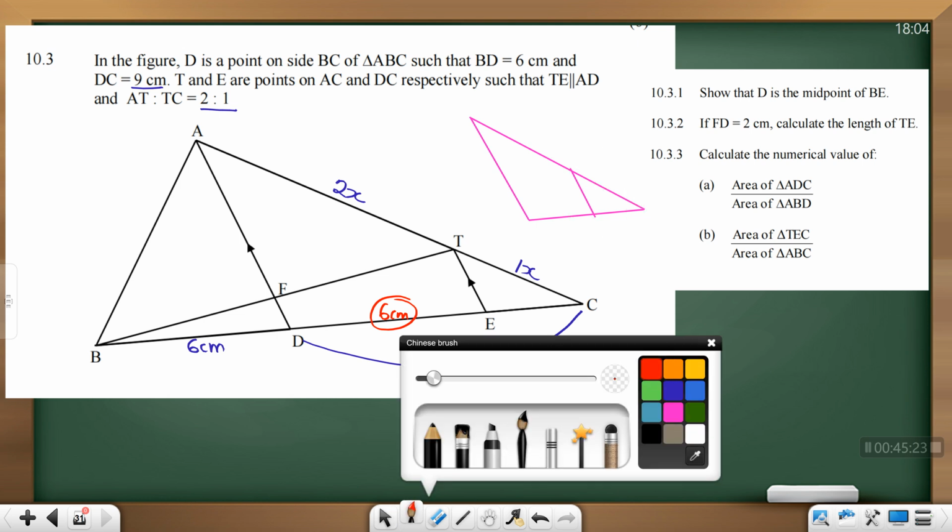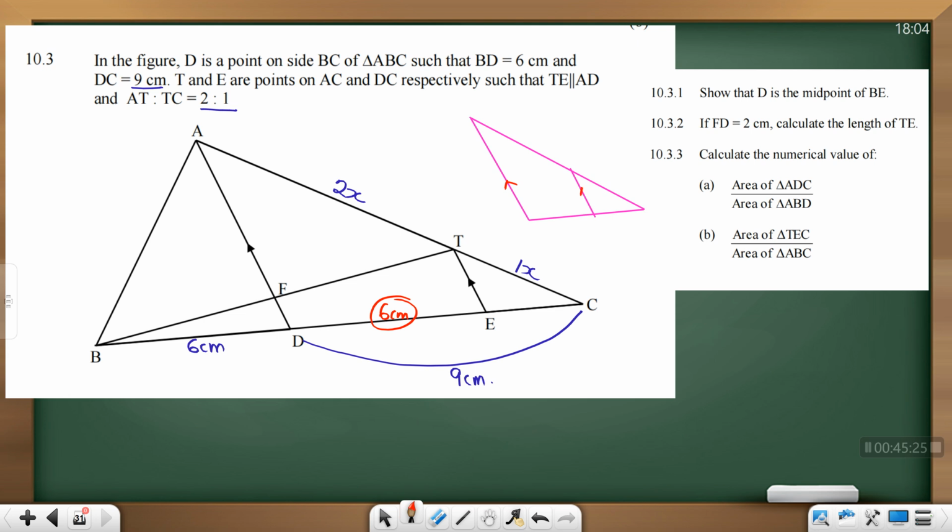All right, so you can see parallel. What is this? A, T, C, D, E. I know this whole thing as what? 9 centimeters, but I don't know DE, right? But what do I know here? 2x. Can we try to write the sides? I am looking for DE, right?